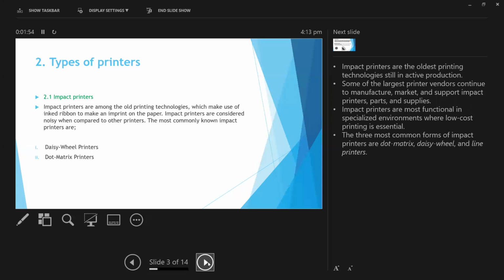Impact printers are the oldest printing technologies still in active production. Some of the largest printer vendors continue to manufacture, market, and support impact printers, parts, and supplies. Impact printers are most functional in specialized environments where low-cost printing is essential. The three common forms of impact printers are dot matrix, daisy wheel, and line printers.